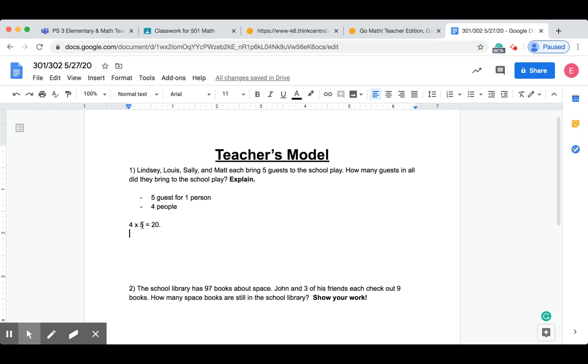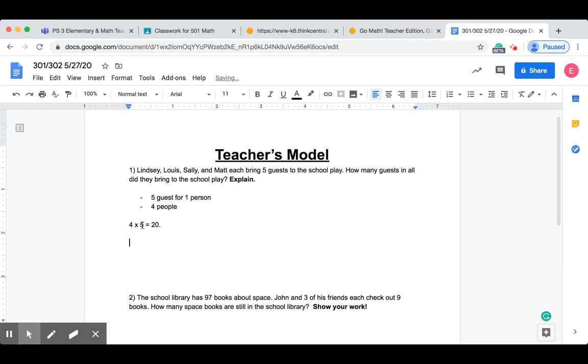I know that they brought 20 people, but it also asked me to explain. So I will explain by saying they brought 20 people. I know this because 4 people, each brought 5 guests.